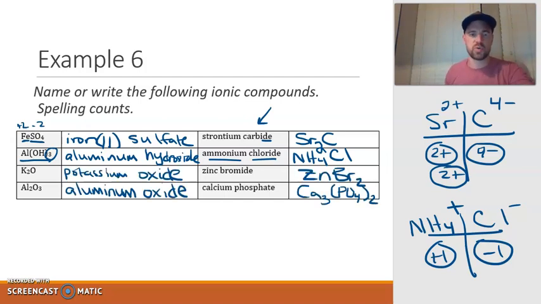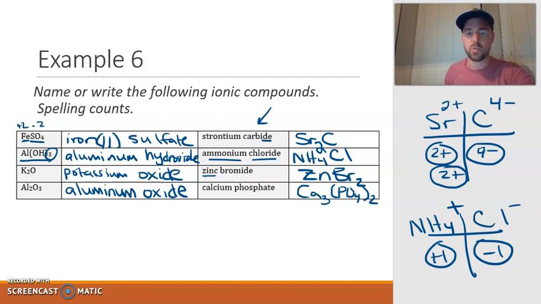Alright, let's check our answers real quick. On the left side, we have potassium oxide and aluminum oxide. Both cations are not transition metals, so no Roman numerals necessary. On the right side, zinc bromide is going to be ZnBr2. Even though zinc is a transition metal, it doesn't have a variable charge. We talked about this in a previous video. Zinc is always going to be +2. So notice no Roman numeral was given. We should always know zinc will be +2.